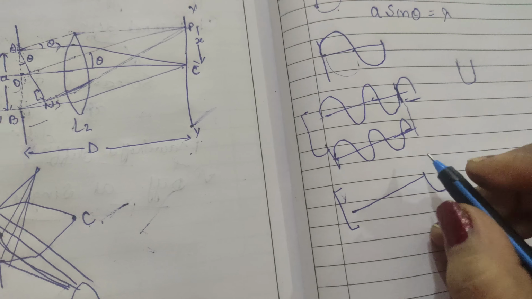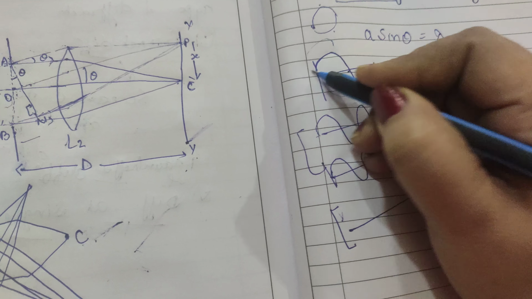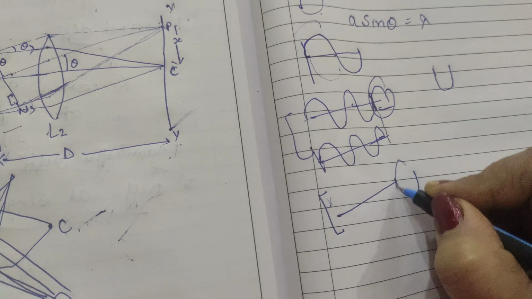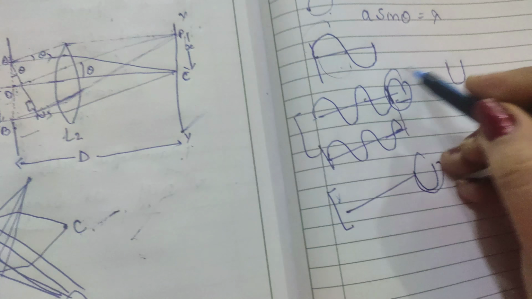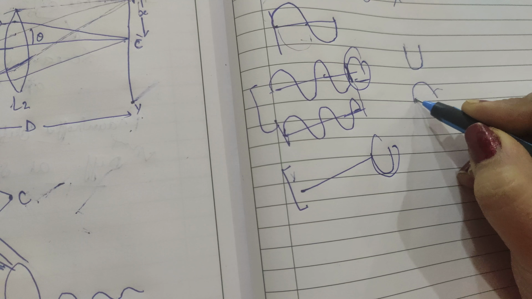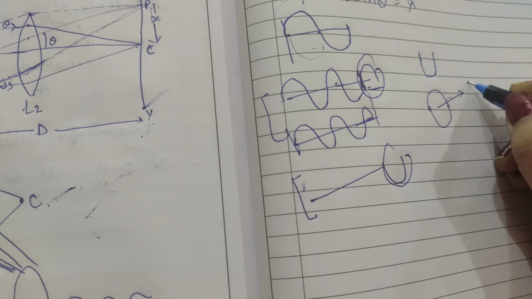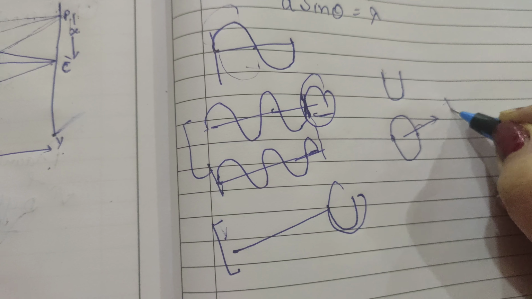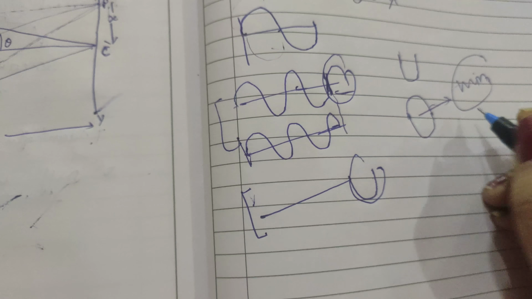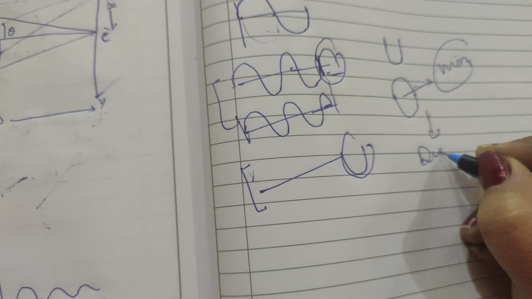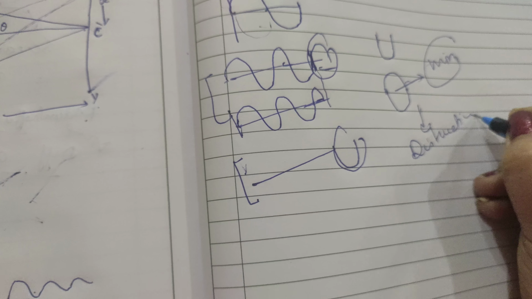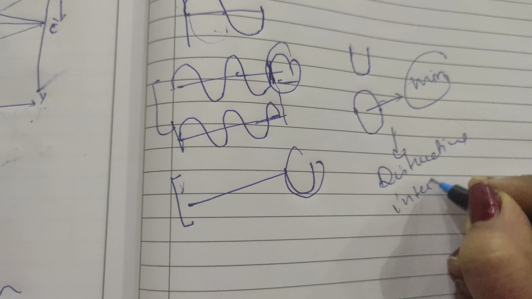So when both these wavelets reach point P1, they will interfere and overlap each other. In that case we will have resultant minimum intensity. So we can say that destructive interference takes place.